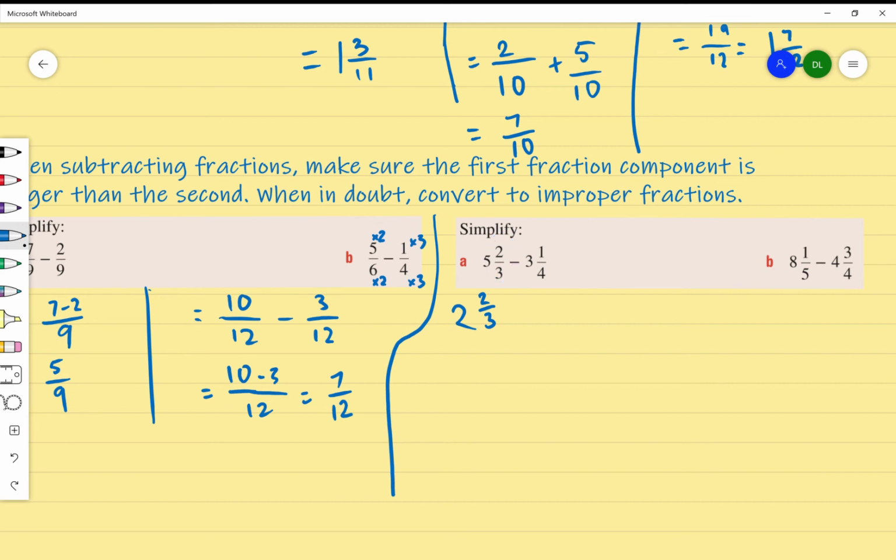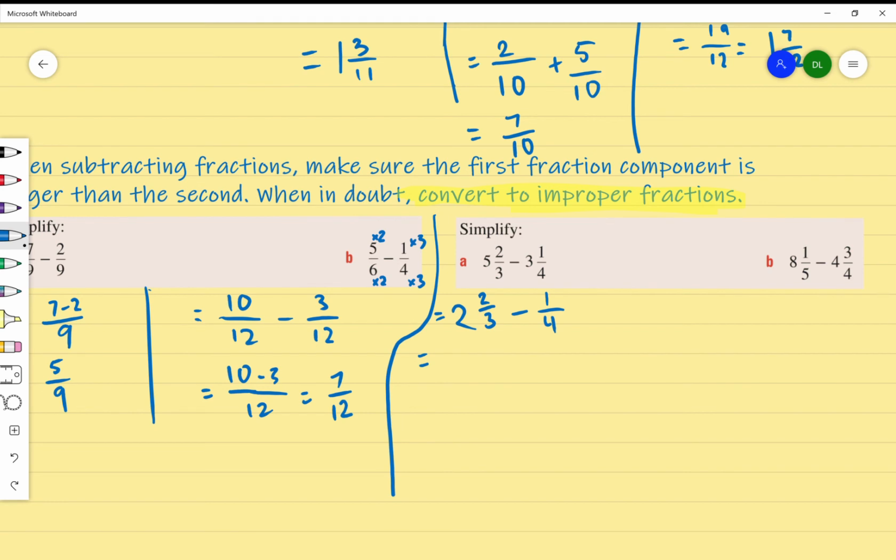So 2 and 2/3 take away 3 1/4. So not 3 1/4, just 1/4. The reason why it's not 3 1/4 is because we already took away the 3 from the 5. Okay, so I get 2 and 2/3, take away 1/4. I'm going to go ahead and convert to an improper fraction.